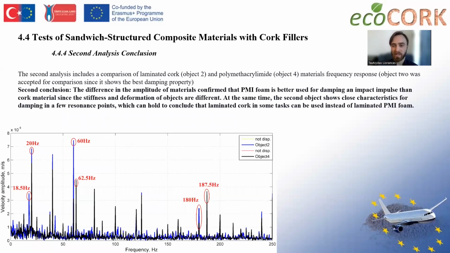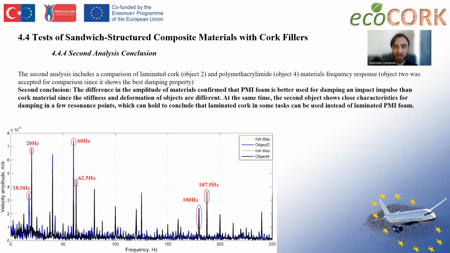The second analysis was made with the foam material as well. And the conclusion was that the difference in the amplitude of materials confirmed that PMI foam is better used for damping an impact impulse than cork material, since the stiffness and deformations of the objects are different. As you can see in the graph below, the dark blue color is PMI foam, and it has much less velocity amplitude than the cork material.